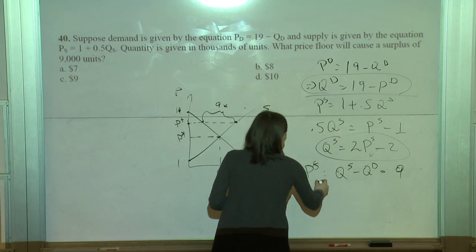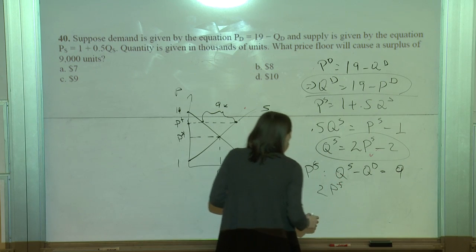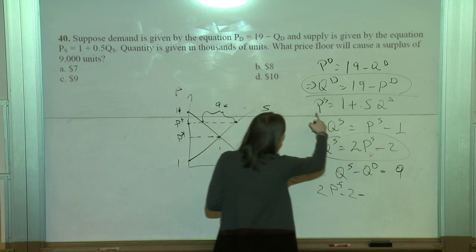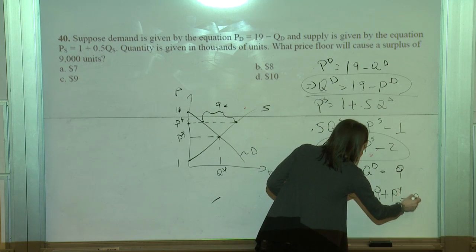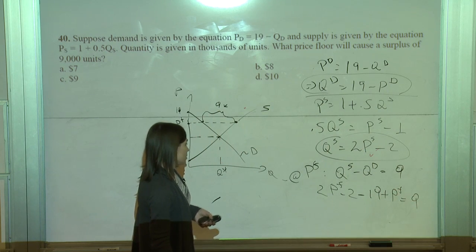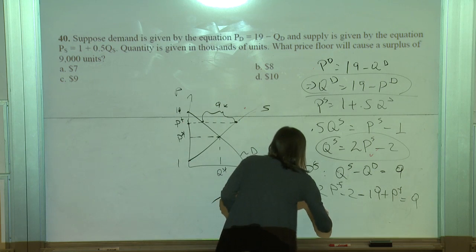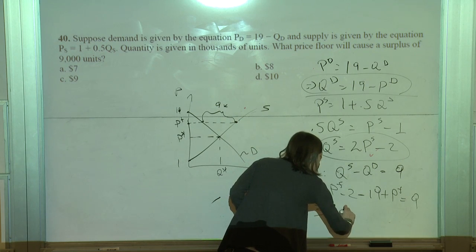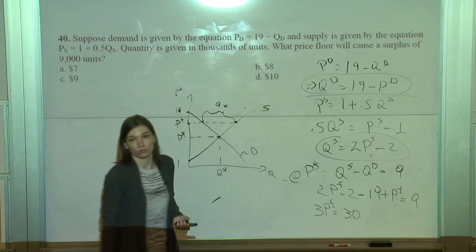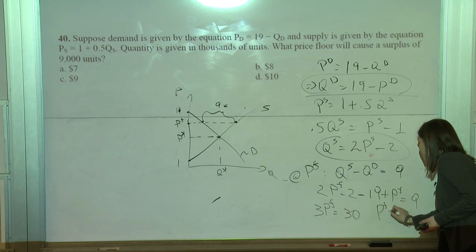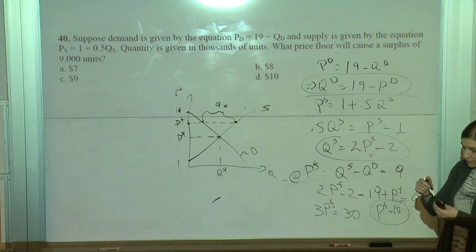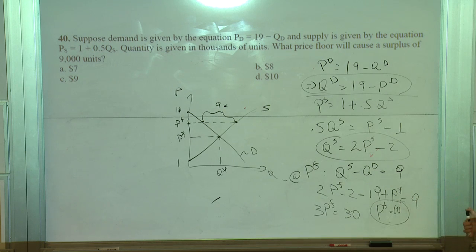So 2p, and I can call this the price floor, minus 2. And then minus the quantity demanded, which is minus 19, plus the price floor, equals 9. What is it? 30. So 3 times that particular price equals 30. So the price floor needs to be 10. All right. In other terms, in order to achieve a surplus of 9,000 units, you need to set a price floor of $10 in this particular market.